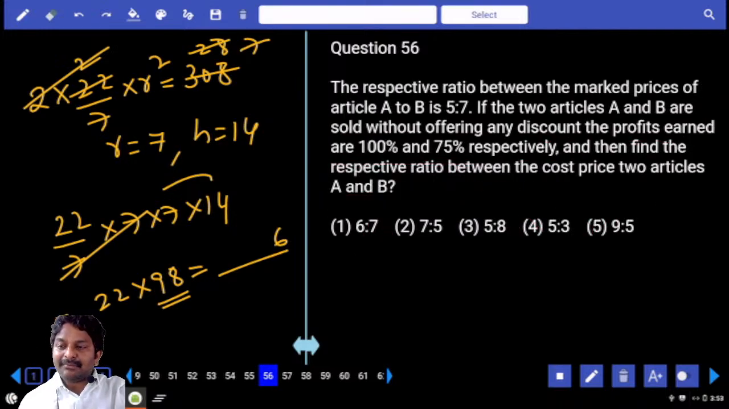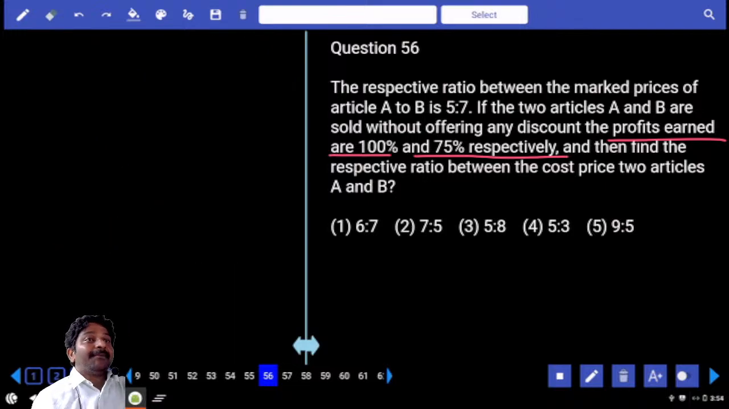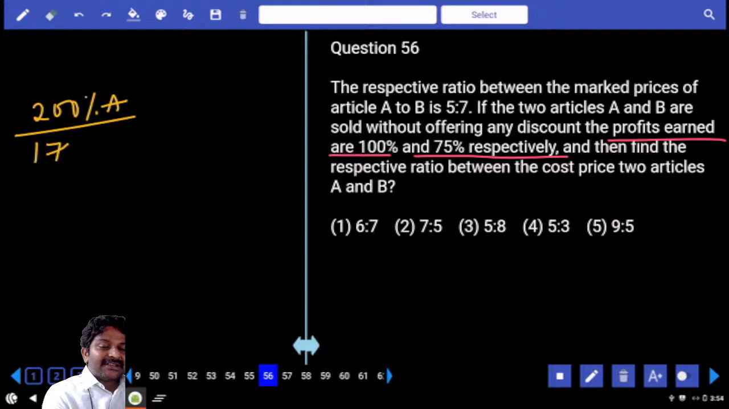The respective ratio between the market prices of articles A and B is 5:7. If the two articles are sold without offering any discount, that means selling price and market price are both equal. Profits earned are 100% and 75% respectively. If you are getting 100% profit, you are selling it at 200% of its cost price. When you are getting 75% profit, you are selling it at 175% of B. Both are selling price ratios only, which is equal to the market price ratio, 5 by 7.